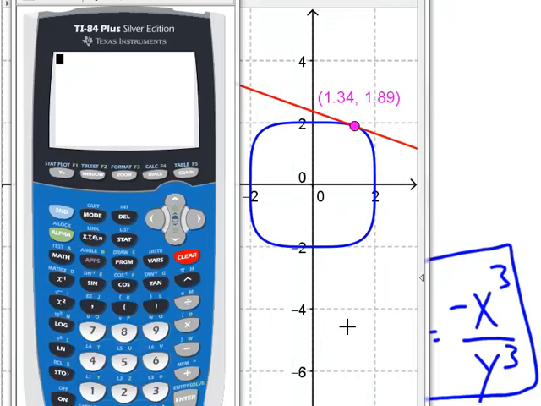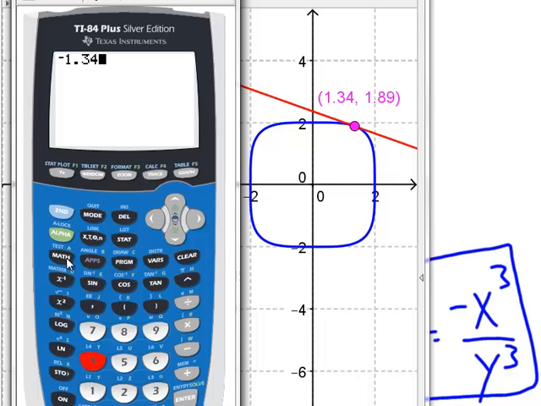All right, let's calculate the derivative. And again, it's going to be negative x cubed, which in this case is 1.34 cubed. Now I should point out that this is rounded off, of course. I'm not expecting absolute precision here, but roughly 1.34 cubed divided by the y value cubed, which is roughly 1.89 cubed. And let's see what we get. We got negative 0.356 approximately. Negative 0.356, remember that.